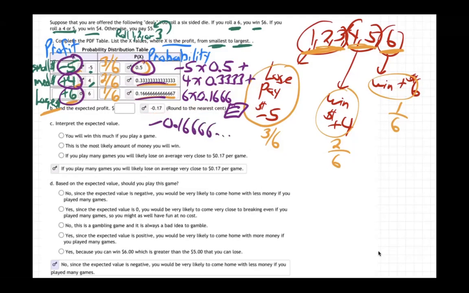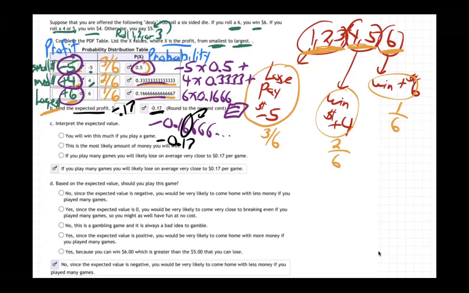0.1666 forever, which rounds to the nearest penny, right? You remember how we round? We just circle right there. That's the pennies place. Look to the right. That's 5 or more. So negative 0.17, which you see right there. In other words, what does that mean? Expected profit. We expect, on average, to lose 17 cents. It's negative, so we're going to lose 17 cents. That's the average that we expect.